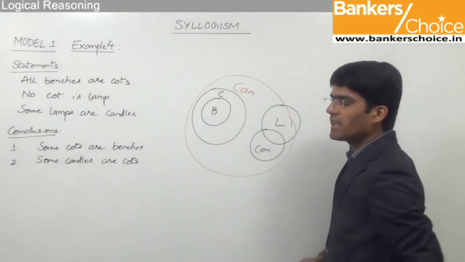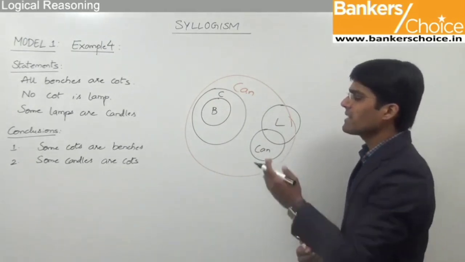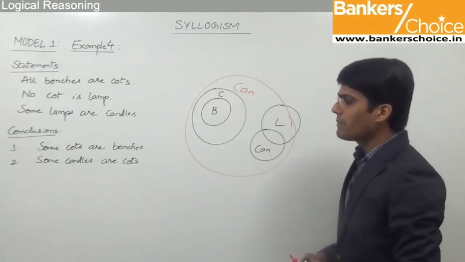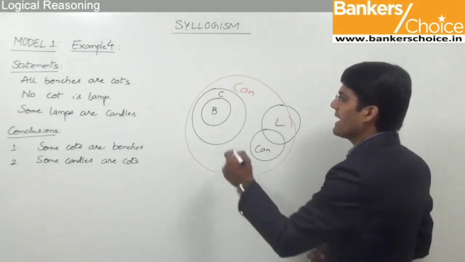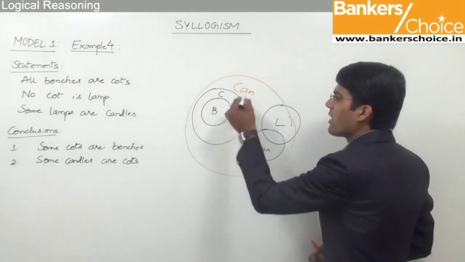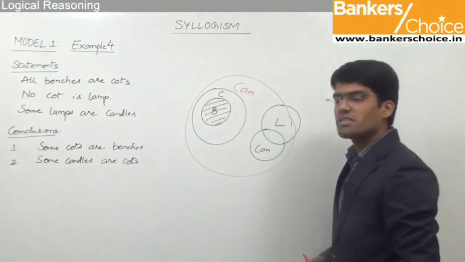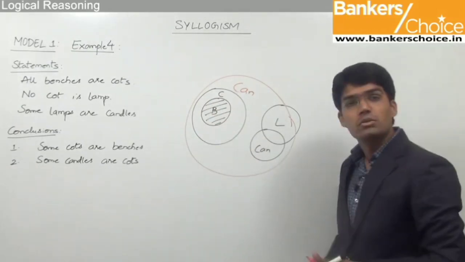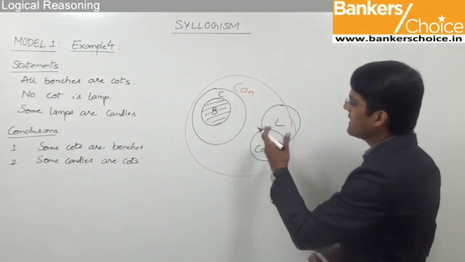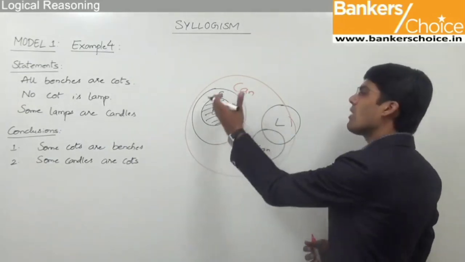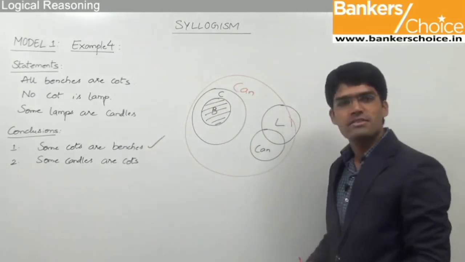Now let us check which of the given conclusions are true from these 2 possible diagrams. The first conclusion is some cots are benches. Now if you look at this basic diagram, we find that all the benches are inside cots. So definitely some of the cots are benches, which can be shown by the shaded region. So we can say that conclusion number 1 is true as it follows the basic diagram, and even in the second possible diagram, the same cots and benches have to be taken. So definitely some cots are benches is true.